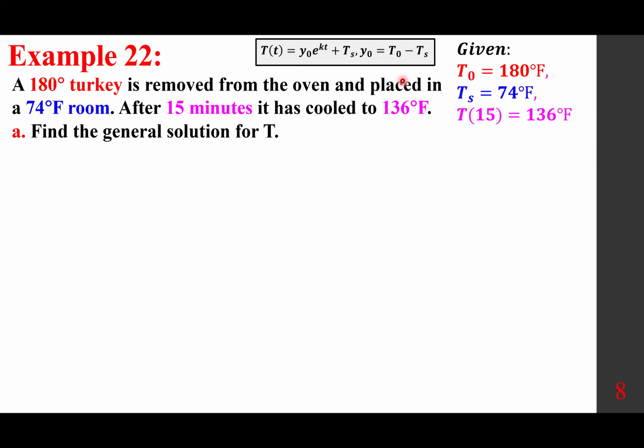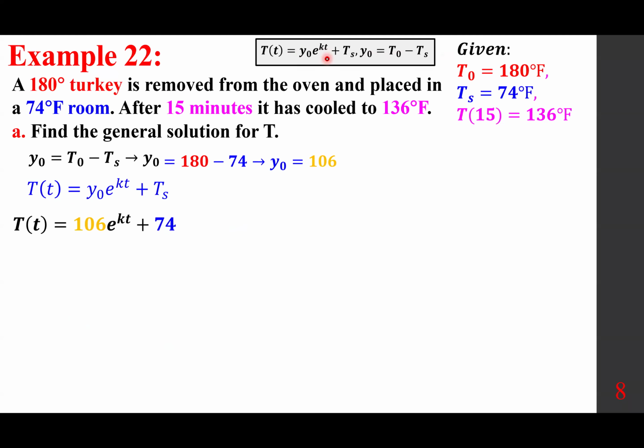And according to this formula, and we have proved that that formula works, y sub 0 is T sub 0 minus T sub s. So the difference between the two is y sub 0, and the difference is 106 degrees. So we are going to go with this formula and replace the y sub 0. And now the fact that T of 15 is 136, we're going to use that to find the missing k.